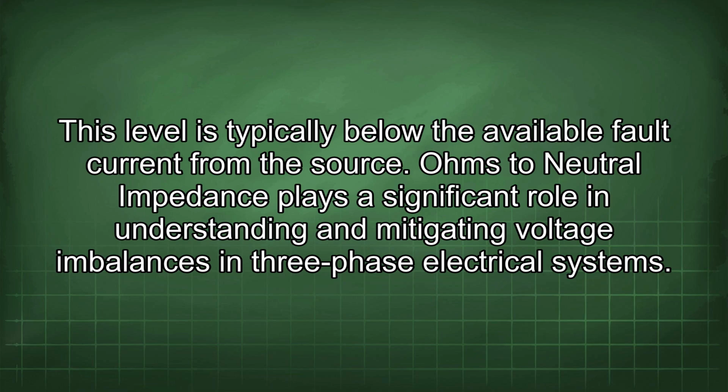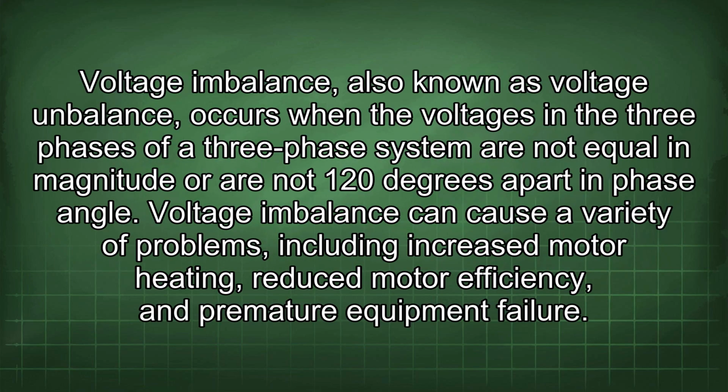Ohms to neutral impedance plays a significant role in understanding and mitigating voltage imbalances in three-phase electrical systems. Voltage imbalance, also known as voltage unbalance, occurs when the voltages in the three phases of a three-phase system are not equal in magnitude or are not 120 degrees apart in phase angle. Voltage imbalance can cause a variety of problems, including increased motor heating, reduced motor efficiency, and premature equipment failure.